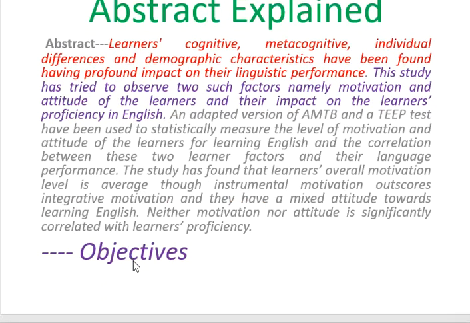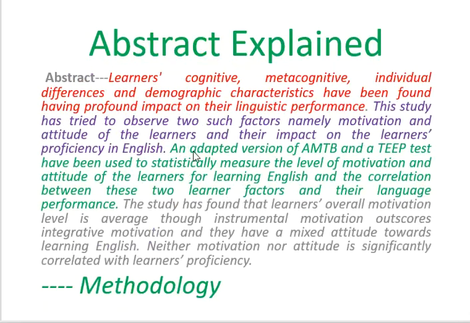Next, you see, we have an adapted version of AMTB and a TEEP test have been used to statistically measure the level of motivation and attitude of the learners for learning English and the correlation between these two learner factors and their language performance. So this is the methodology.